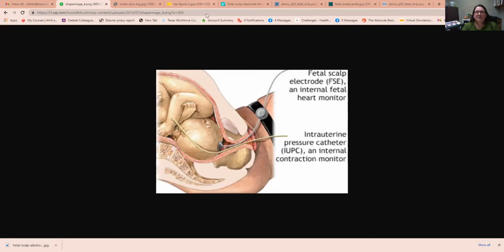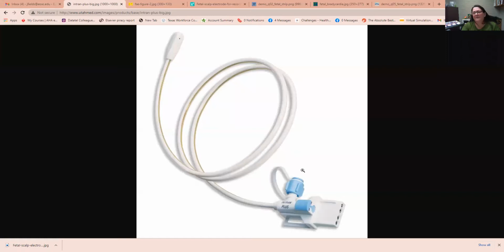So I'm going to stop share, and we're going to take a closer look at those two apparatus. Okay. This is a closer look at an intrauterine pressure catheter. This is the pressure sensor. This is going to be connected to the monitor. And again, the same monitors are used, they just connect the catheter when they change it. So this is what an intrauterine pressure catheter looks like.